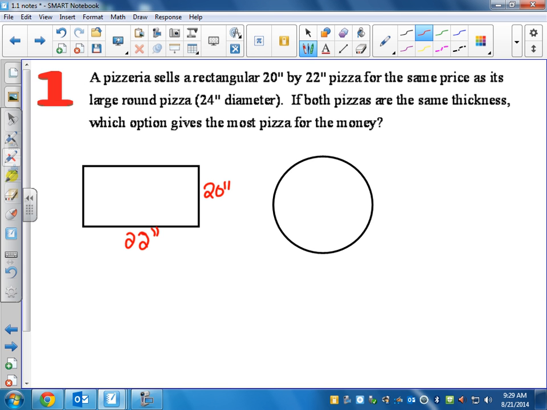24-inch diameter. Same thickness, so that's important. What am I trying to find if I want to know which option gives me the most pizza for my money?